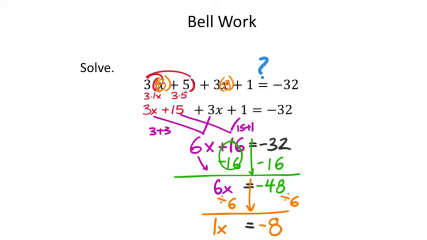Now in the calculator, I just type in 3 parentheses, negative 8 plus 5 close parentheses, plus 3 times negative 8 plus 1 enter. And I get negative 32. That shows me that I do have a true statement when I replace the x, both x's, with negative 8. So I have found the solution.